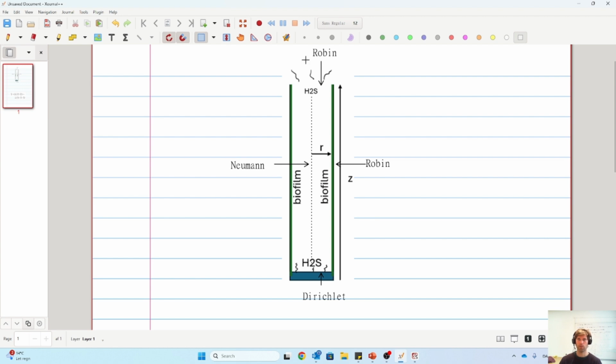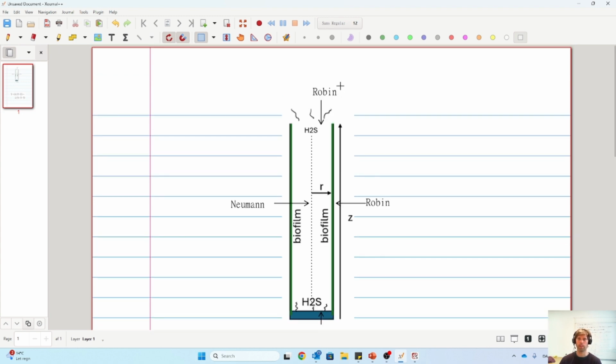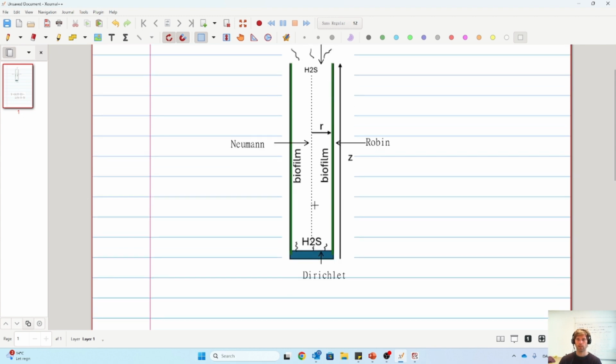In the top of the tank, we have a release of hydrogen sulfide by convection with the bulk air phase. So this is a Robin boundary condition. So this is along the z-axis.